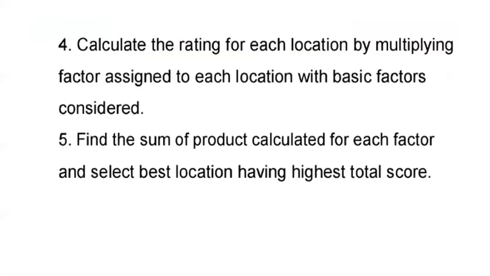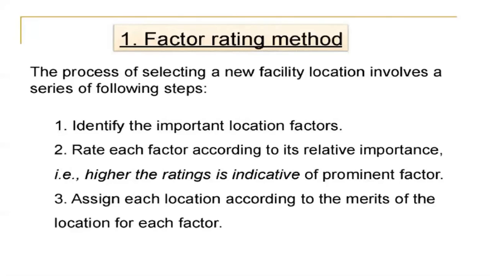Then we have the fourth point. We will calculate the rating for each location by multiplying the ratings assigned to each location with the basic factors considered, whatever the basic factors are while locating the plant or the facility. And then in the last step, we will total the product calculation for each factor and select the best location having the highest total score. Whatever site has the highest total score will be selected. I hope this factor rating model is clear.